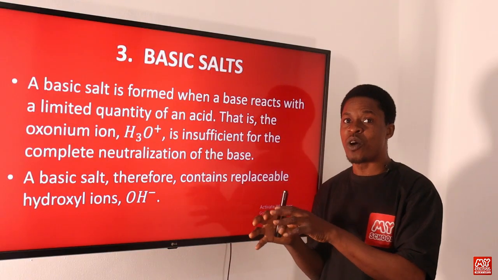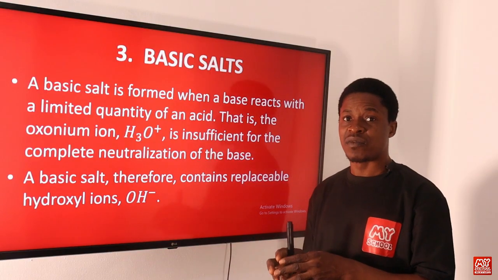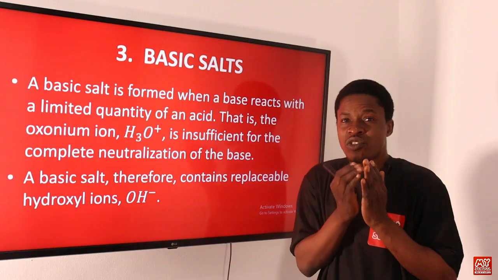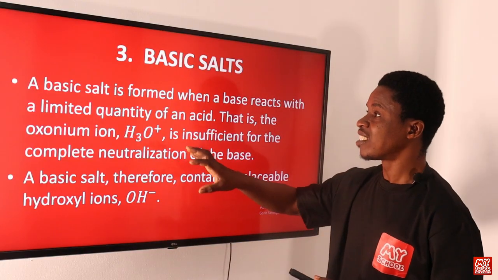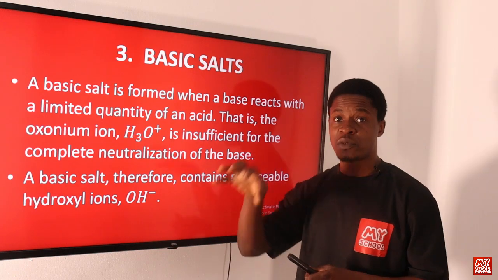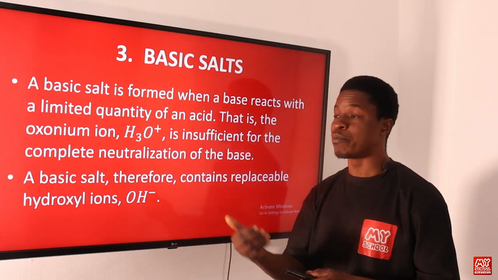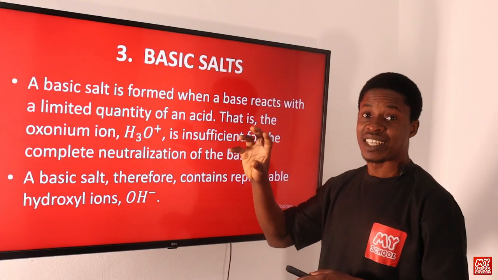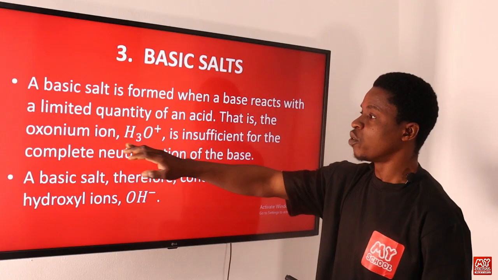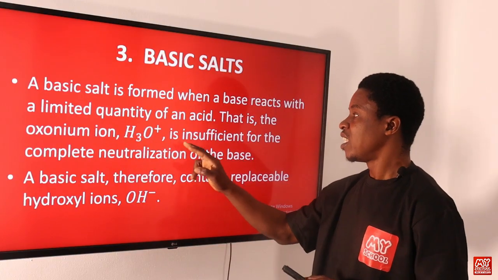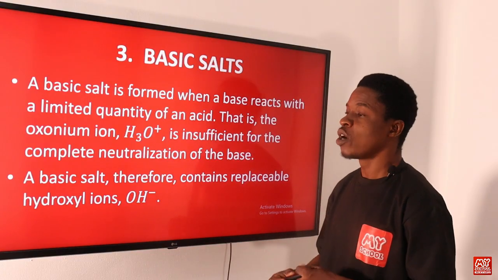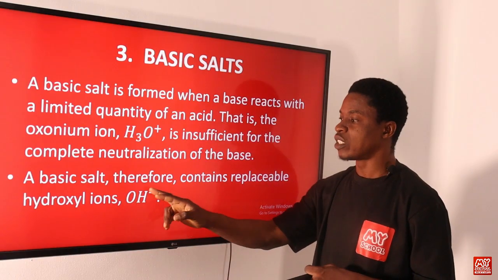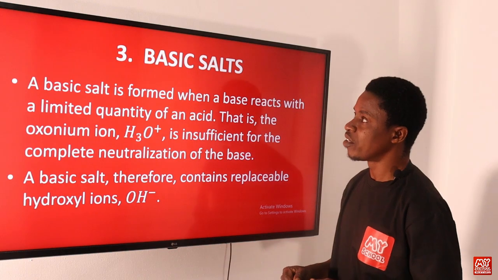A limited supply of acid. So, when all the acids that are in the reaction vessel are used up, reacting with the bases, we have some amount of bases left, okay? So in that case, we are still going to form salt, but that salt will be basic in nature. Remember what makes it basic? We have the OH negative, OH ion, present there as the major formula. You can tell that when you look at it. So for instance, we say the hydronium ion, which is H3O positive, is insufficient for the complete neutralization of the base. A basic salt, therefore, contains replaceable hydroxyl ions, OH minus. Let's move on to the next slide.